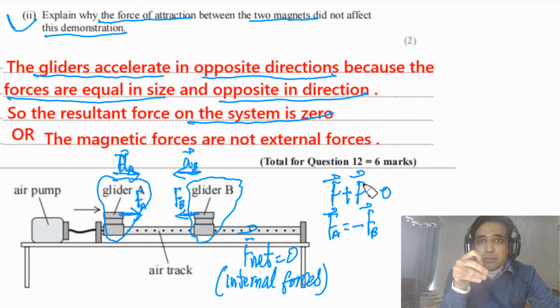So that's the reason this demonstration is not effective, because these two forces are internal forces. So in this case, momentum of the system is conserved. So this is how you can answer.